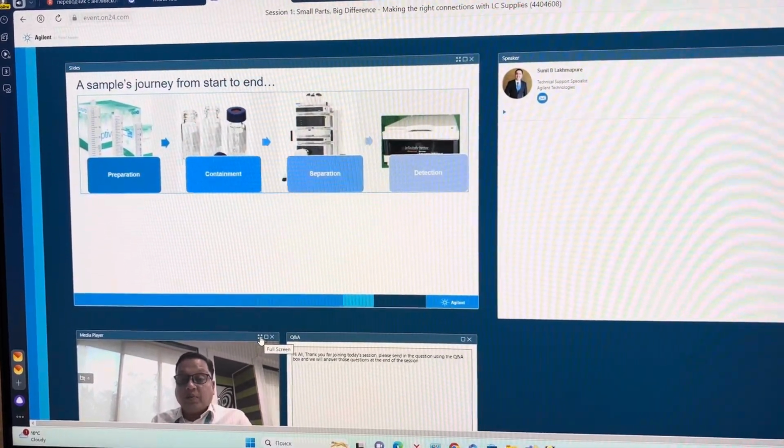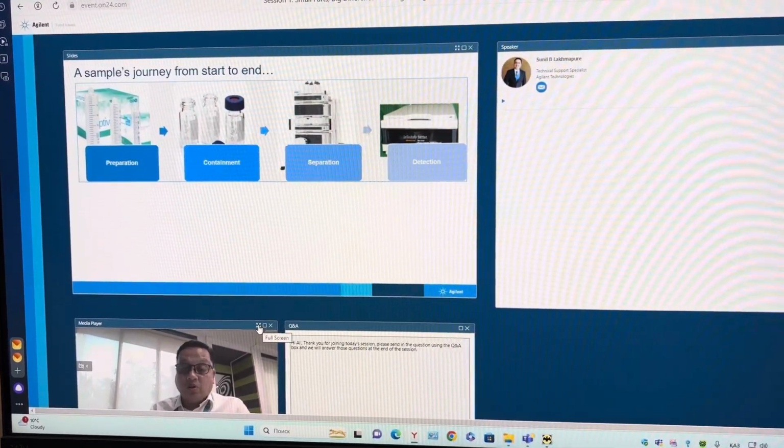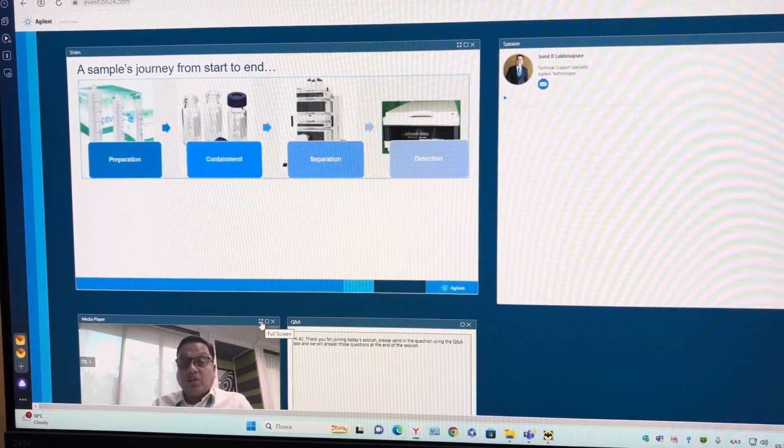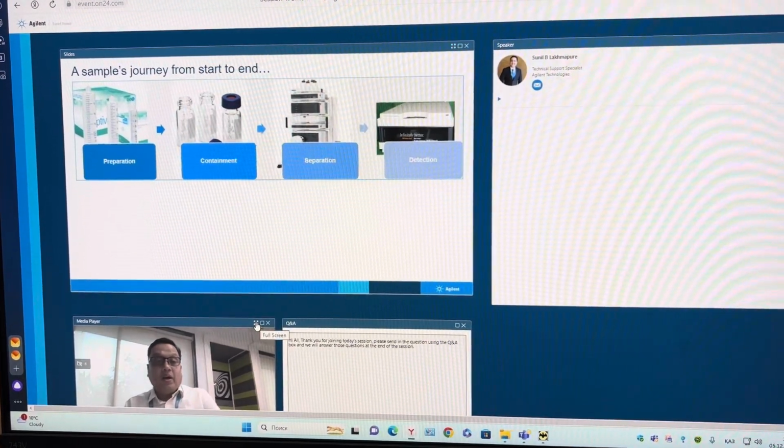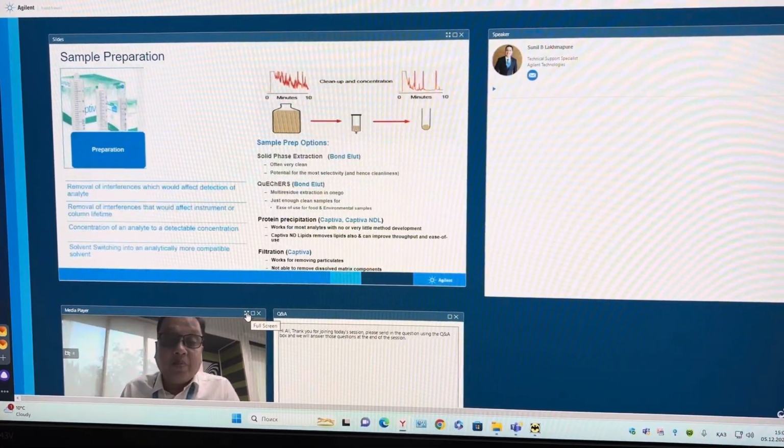And we know in the separation how the columns play a very important role, and also with respect to detection, the consumables play a very important role. So going ahead, if we start with the first part, the sample preparation.